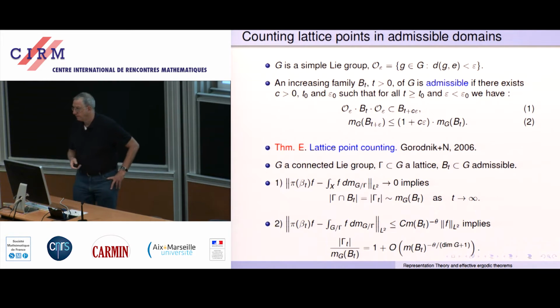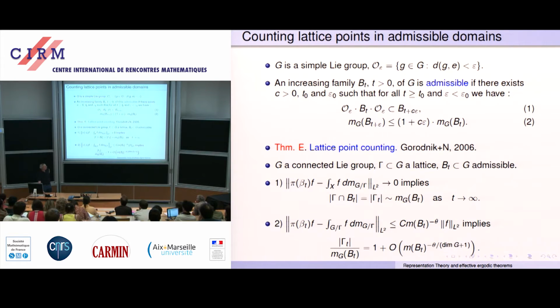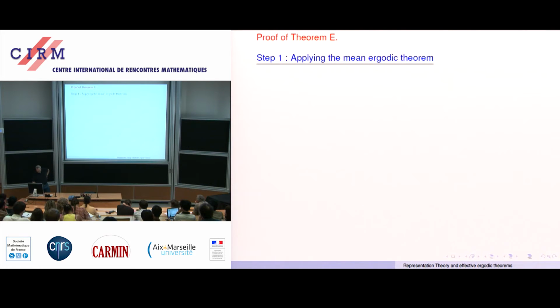Amos: Condition 2, in case of balls, does that mean polynomial growth of the ball volume? Oh, no. For example, if the growth is e to the t, yes, then this property is satisfied. If the measure of B_T is e to the t.